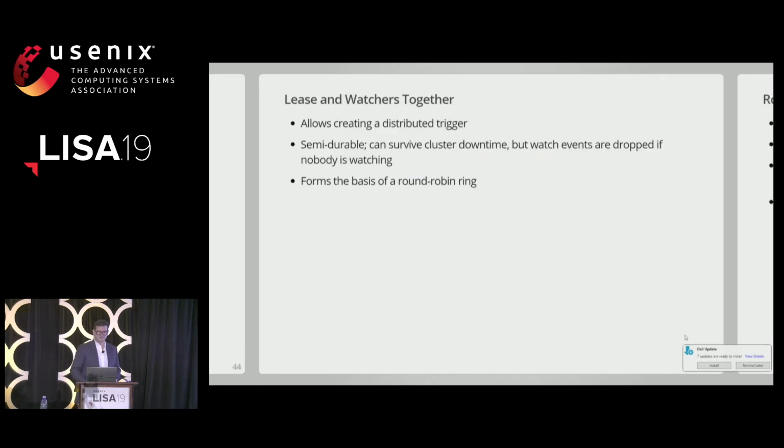Complete non sequitur. So if you can combine leases and watchers, you can create a distributed trigger. So you can have a trigger fire on any number of clients connected to etcd. And the trigger's durable. It can survive the database going down. It can survive the clients going down. The thing is, if there's nobody watching and the database is up, then those events do just go away. So you actually do have to pay attention if you're a client. And this forms the basis of a round-robin ring.